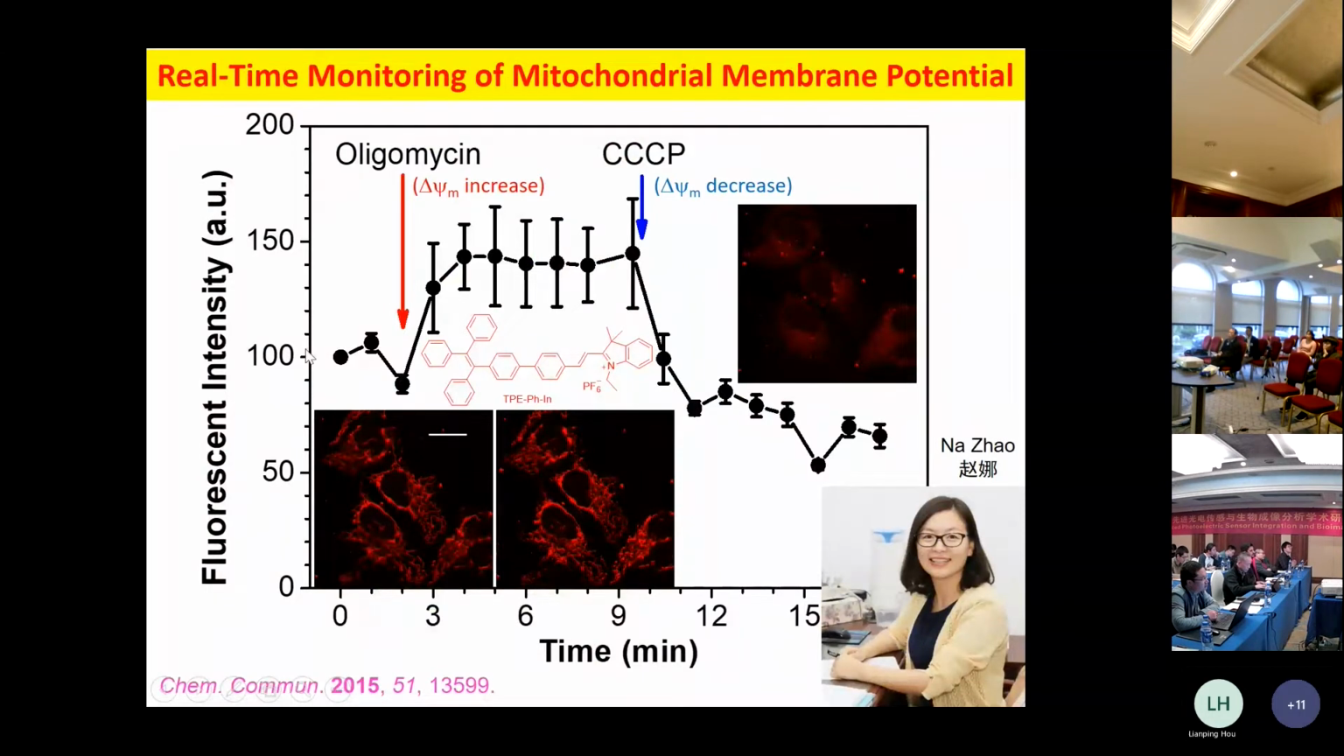You can see this is a normal membrane potential. And if you use a drug called oligomycin to increase the membrane potential, you can see the emission will be brightened. Now, if you use the CCCP drug to decrease the membrane potential, you can see the emission intensity is decreased.